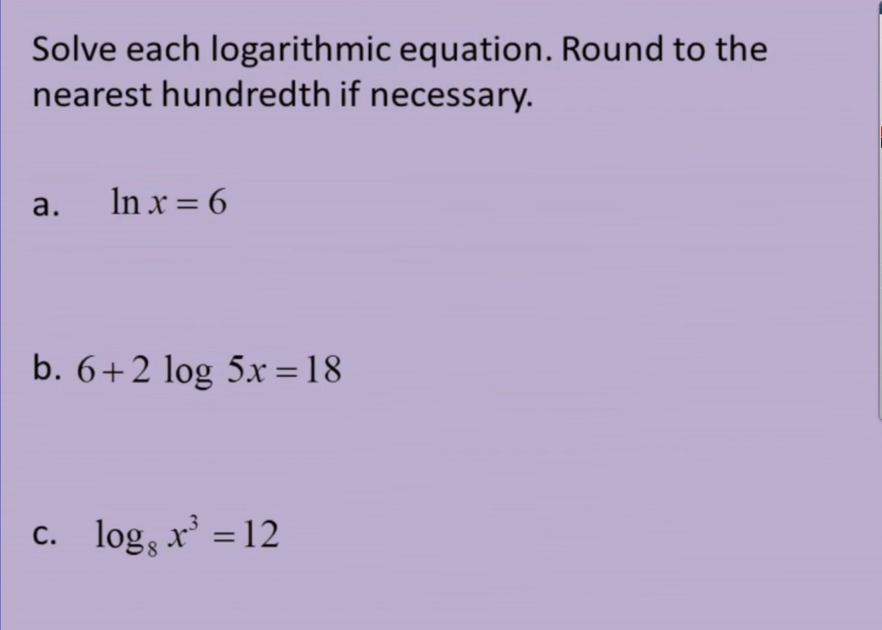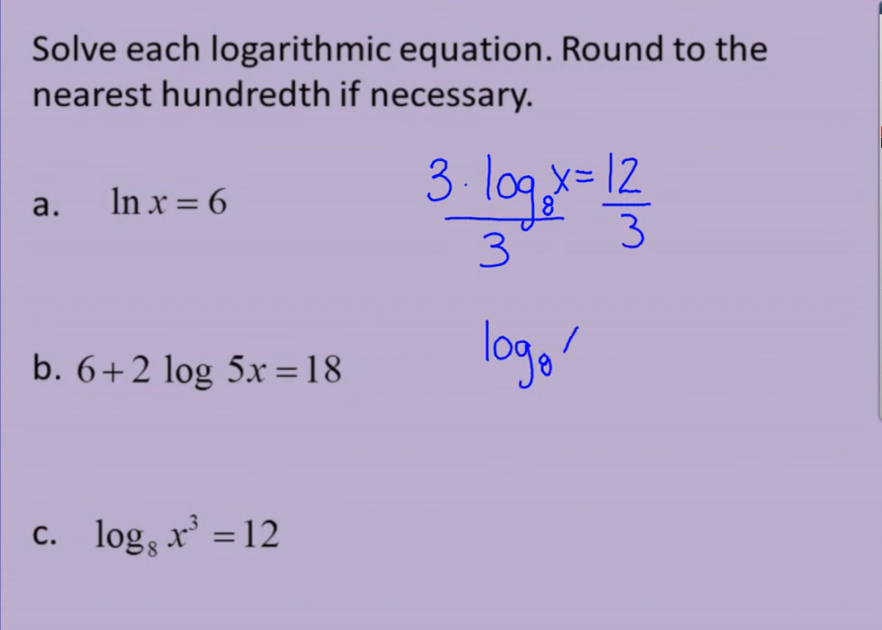On C, if we have an exponent out front, we can always bring it out front, become multiplication. So we have 3 times the log base 8 of x is equal to 12. Right now it's 3 times that quantity, so we're going to do the opposite and divide. Now this is log base 8, so we're going to make 8 our base on both sides and make what we have on each side of our equal sign our exponents.